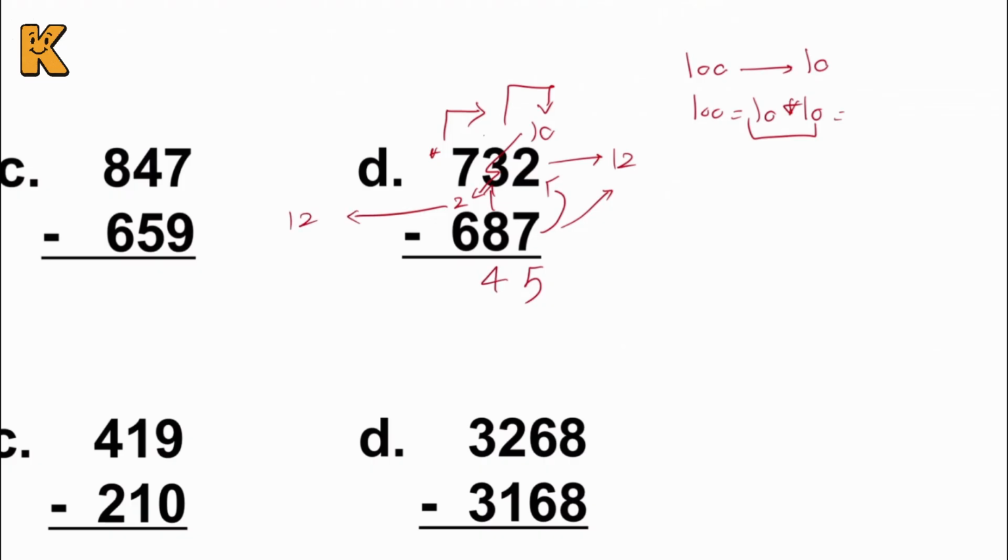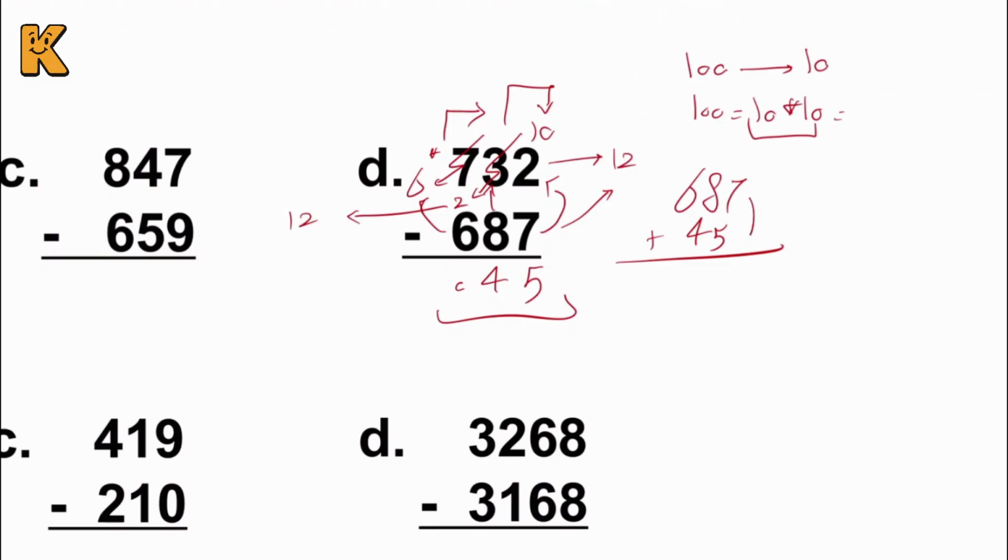At this point, I just borrowed a number, so that guy is going to be converted to 6. 6 subtracted by 6 is 0. So my final answer is 45. If you want to see whether your answer is right or not, the very simple way is to add 687 plus 45. That would be a very, very good review.